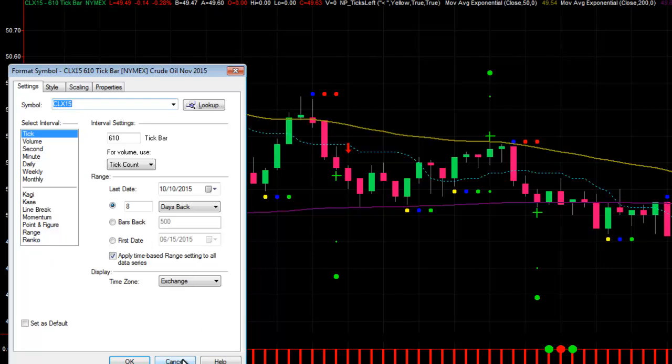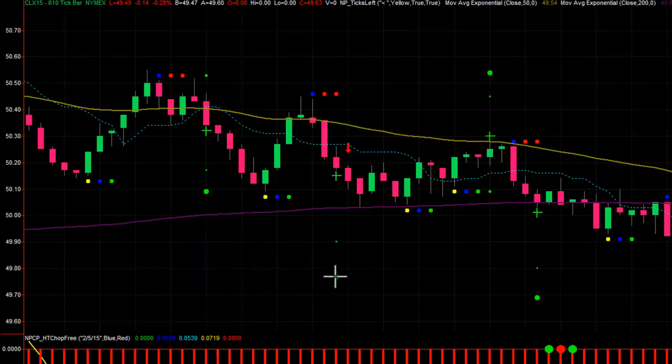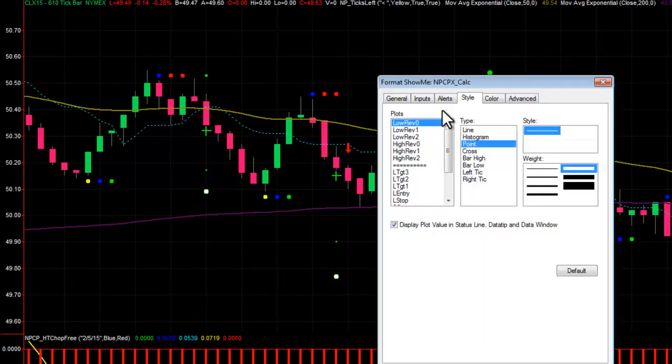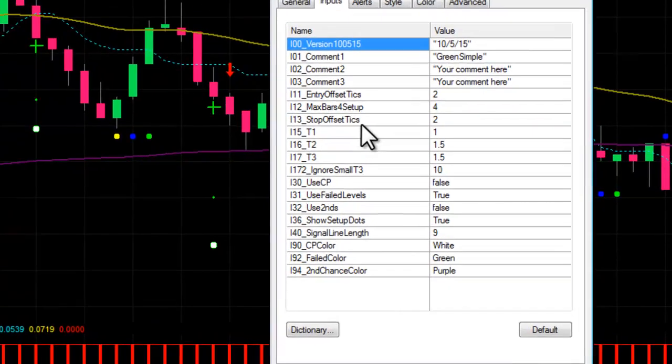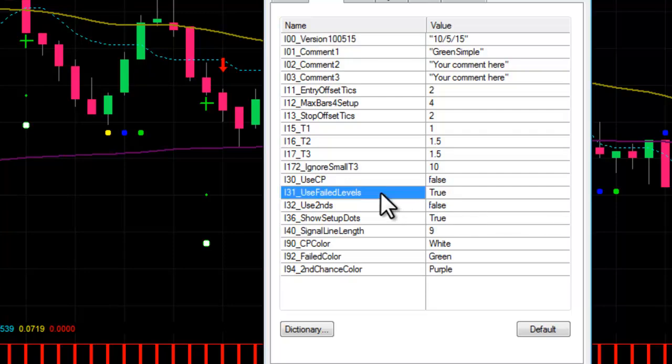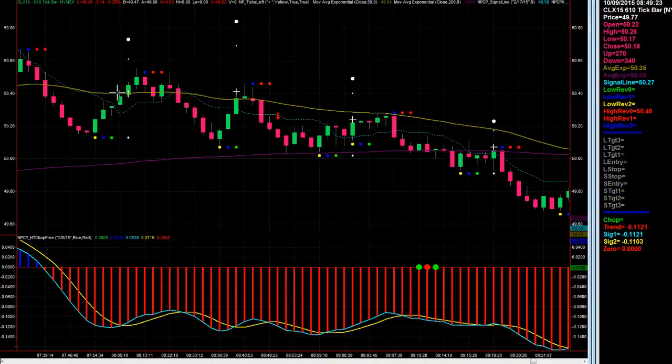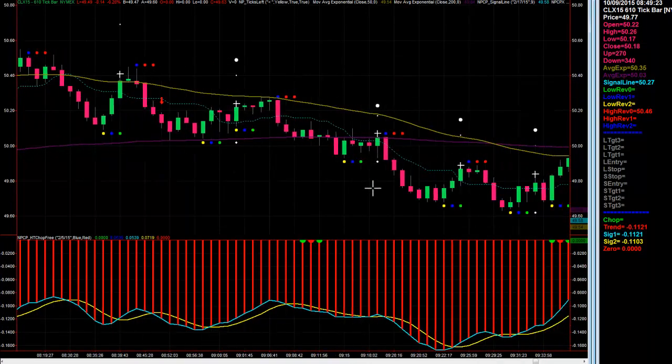Let's see. We could also, instead of green trades, maybe we just want to look at white trades. So let's go ahead and turn off the green, turn on the white. The white trades maybe not working so well when that 50 EMA is pushing lower and you keep making lower lows and lower highs. Maybe you want to wait for a little extra confirmation when you make a 1, 2, 3 bottom type of thing.